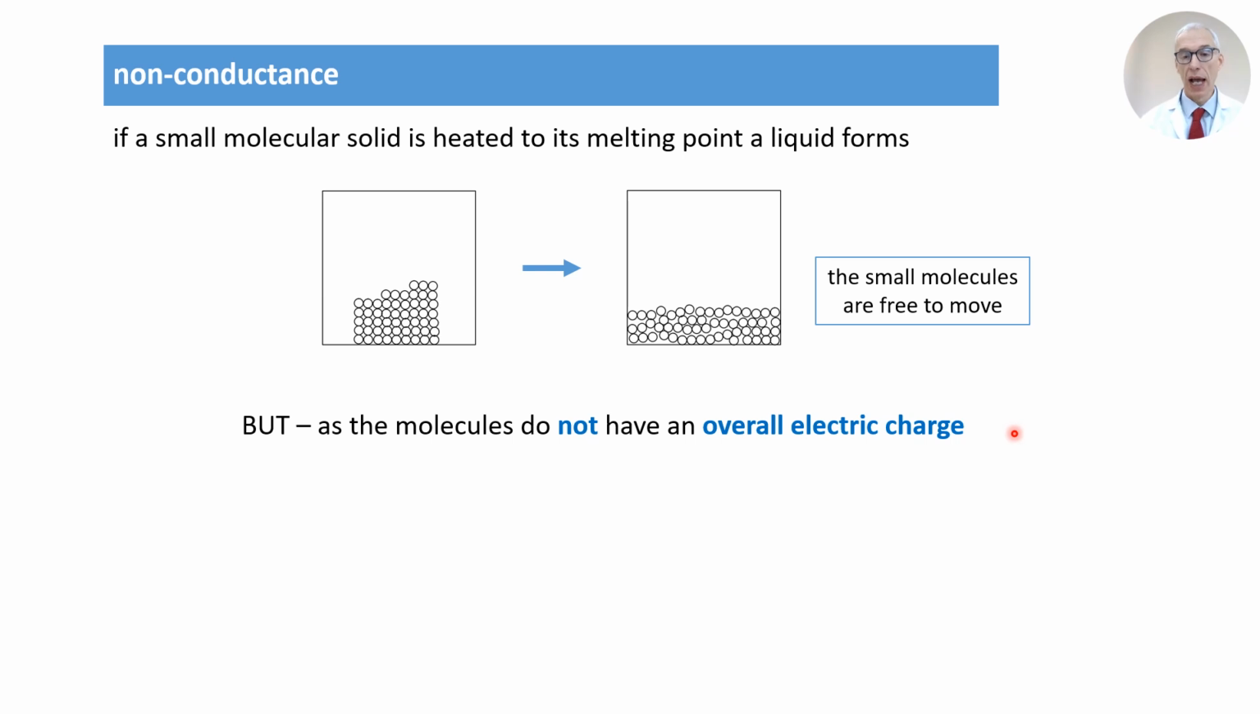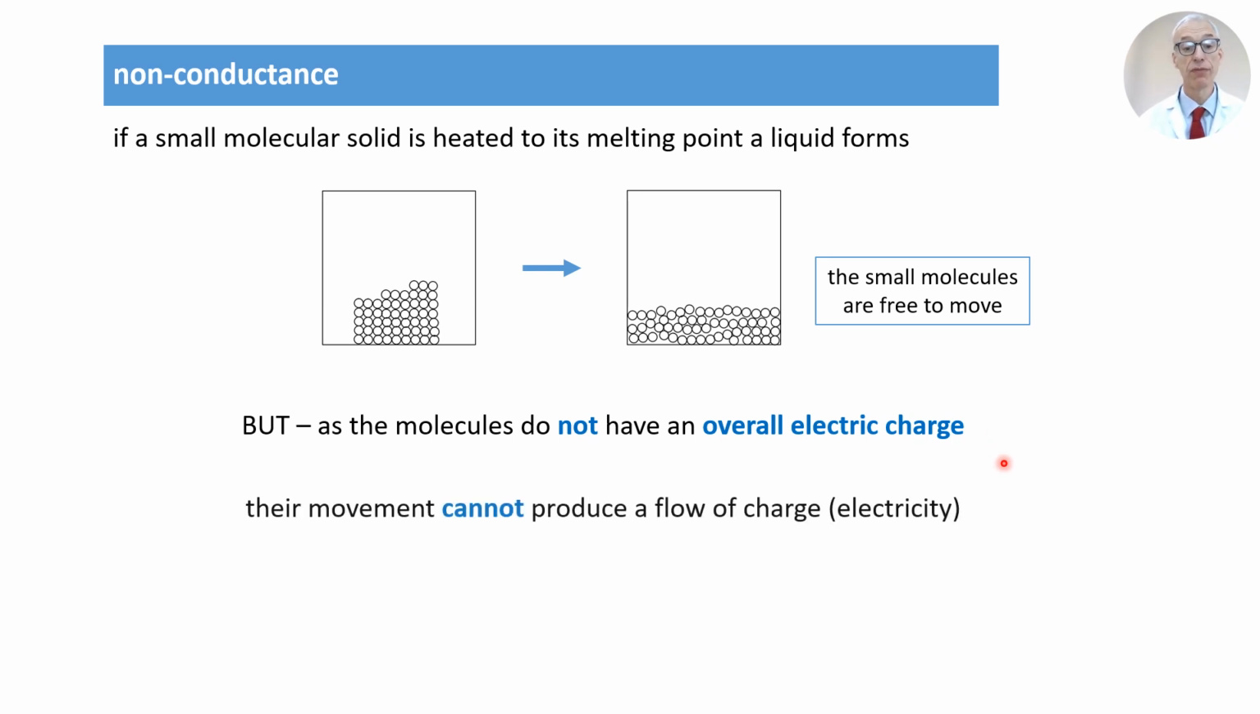But as the molecules do not have an overall electric charge, that is, they have as many protons as they do electrons, so they are electrically neutral, their movement cannot produce a flow of charge, an electrical current. Small molecular substances are non-conductors. They do not conduct in the molten state.